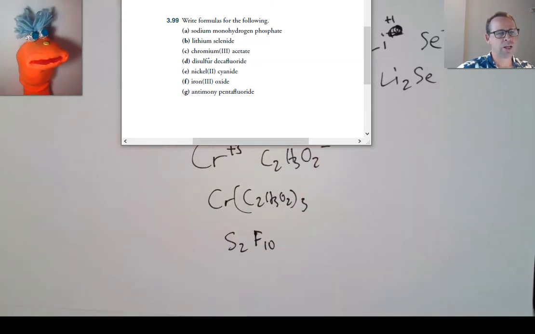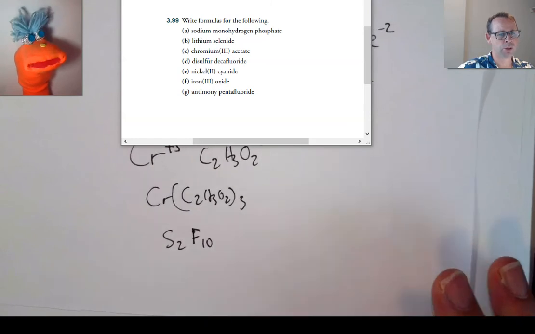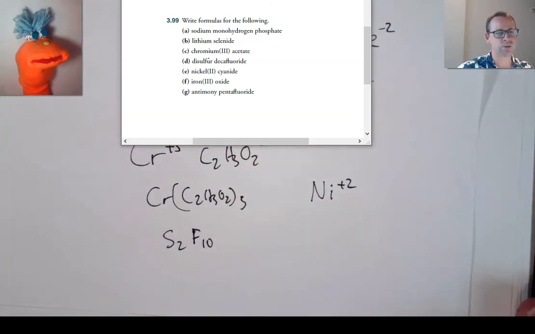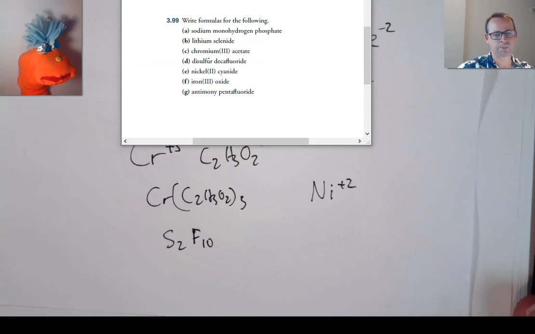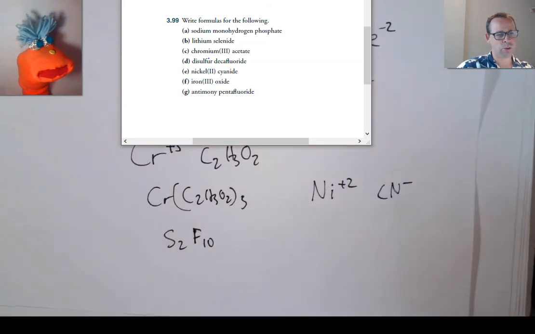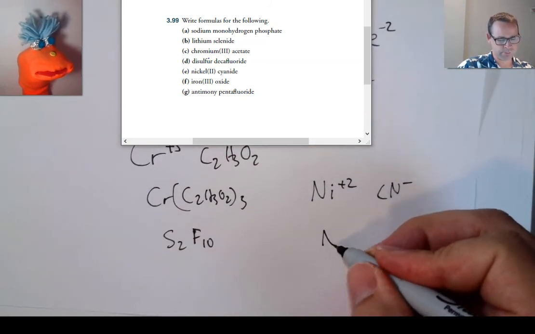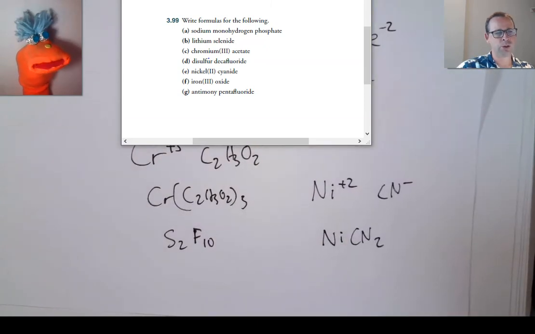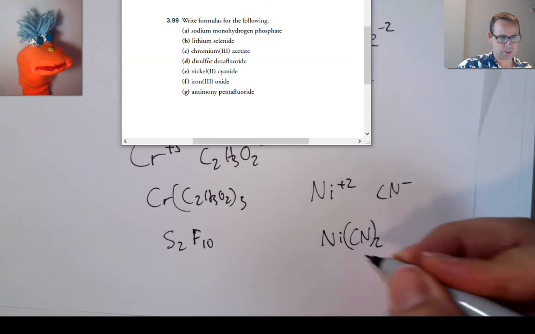Nickel 2 cyanide. Nickel 2, Ni with the +2 charge. Very good. You're getting good at this. That's nickel 2. And then cyanide ion. That's a polyatomic ion. Let me check. What's CN-? Very good. So NiCN2. Like that? Well, you need the parentheses. Very good. Excellent.